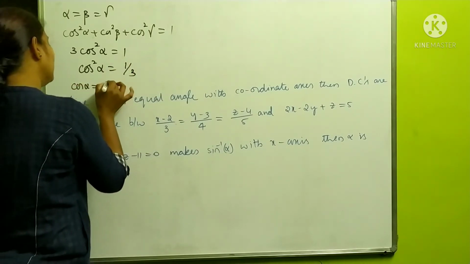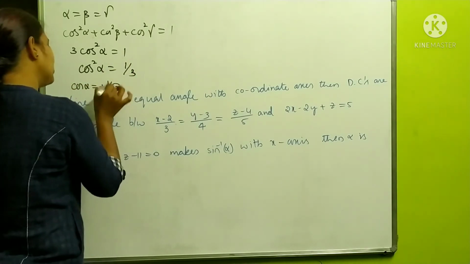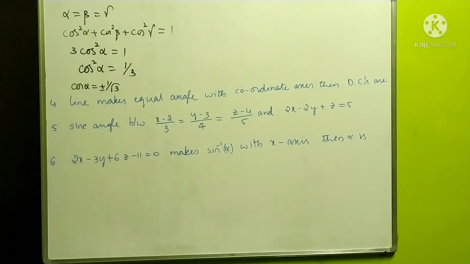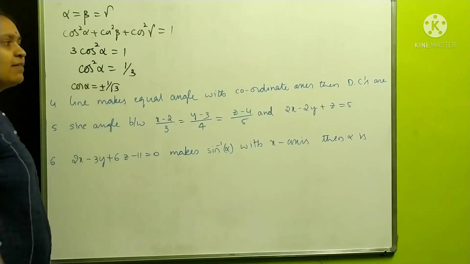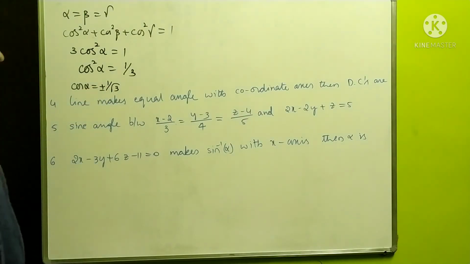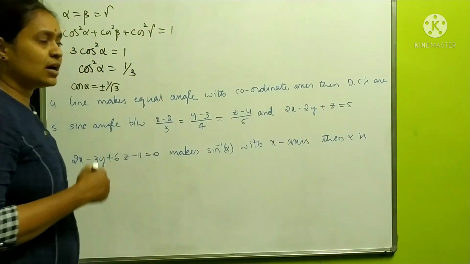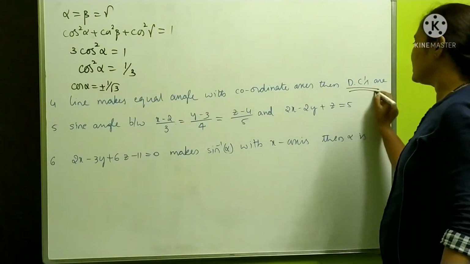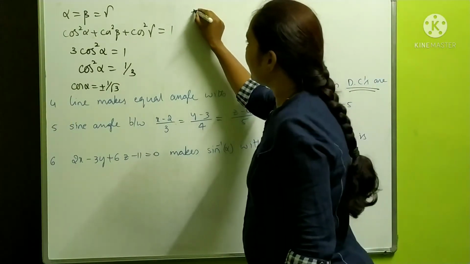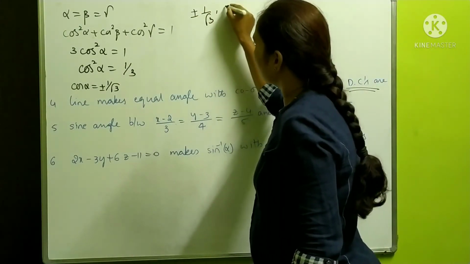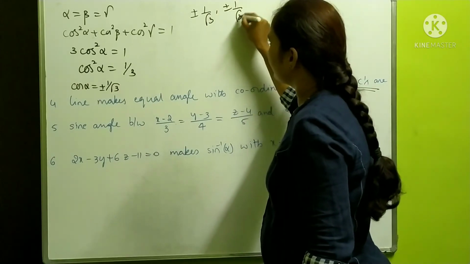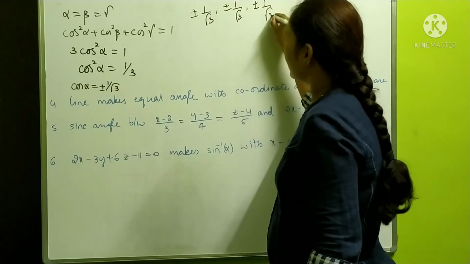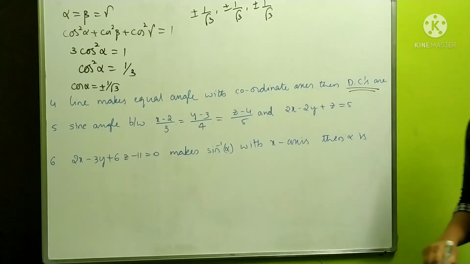Cos alpha is equal to, actually we should take plus or minus, because you know a line will have two directions. So both the possibilities are there. If cos alpha is equal to plus or minus 1 by root 3, definitely cos beta and cos gamma are also plus or minus 1 by root 3. They are asking direction cosines, no? Therefore your answer will be plus or minus 1 by root 3, comma plus or minus 1 by root 3, comma plus or minus 1 by root 3.